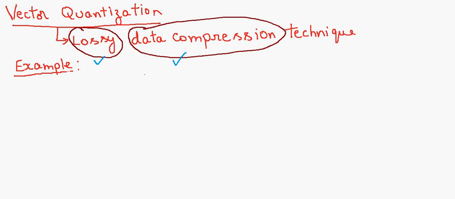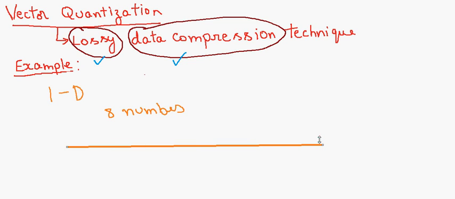So, first I will take an example where I have one-dimensional data. For example, let's say I have 8 numbers. I will represent them on a one-dimensional line. Let's say I have numbers from 0 to 7, that makes 8, and this last point may be 7.9 or something like that. So 0, 1, 2, 3, 4, 5. So I have 8 numbers on this one-dimensional line. This is basically only one dimension.